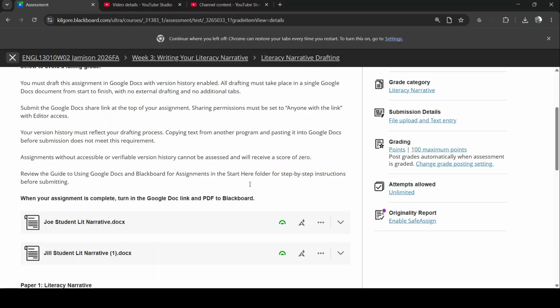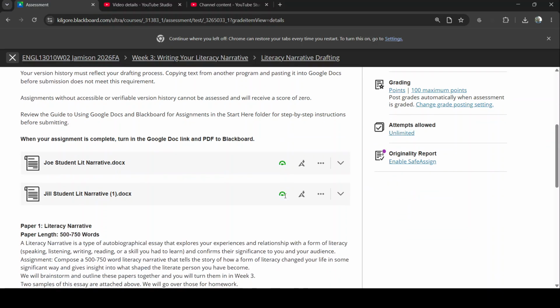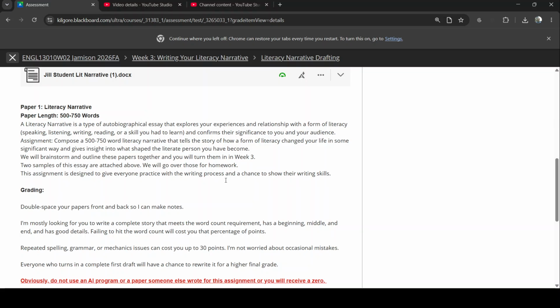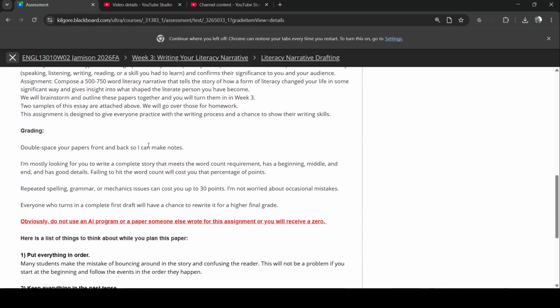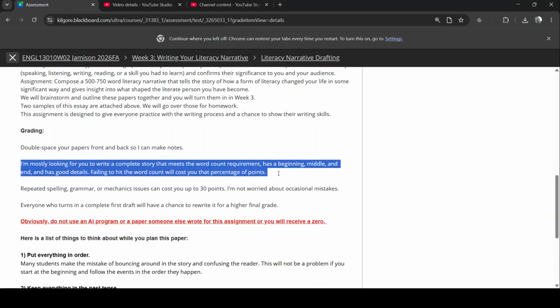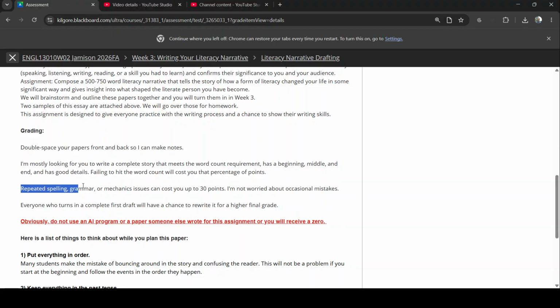You can also, if you want to, start a new Google Doc and start from scratch and just use the outline as a place to start from. Either way is fine. But make sure that you get to at least 500 words. Make sure that you double space your writing. You tell a complete story with a beginning, middle, and end. If you have a lot of repeated spelling, grammar, or mechanics mistakes, that could cost you up to 30 points.